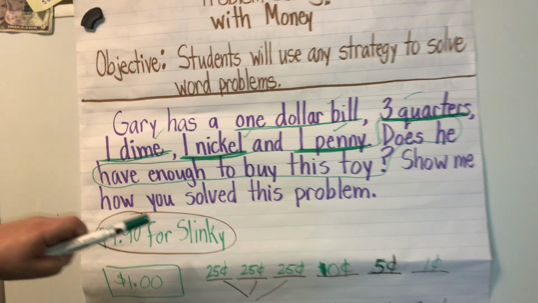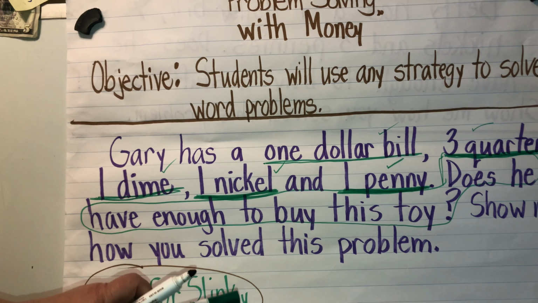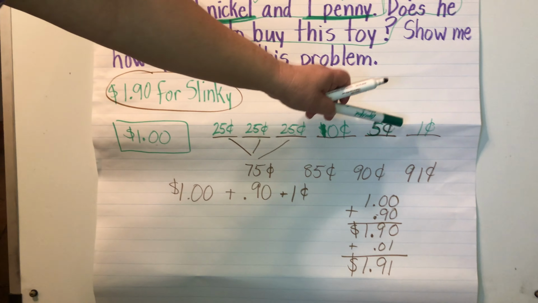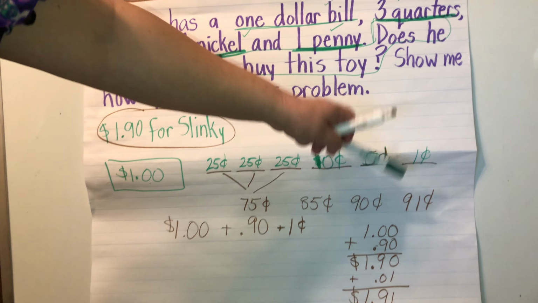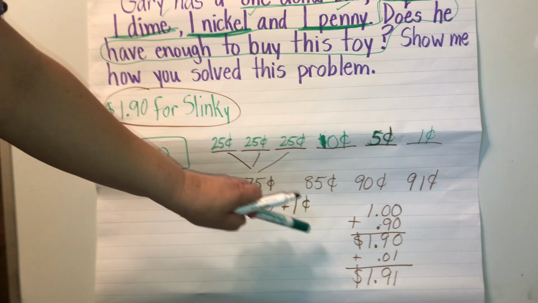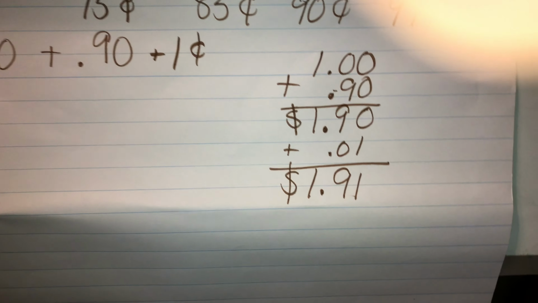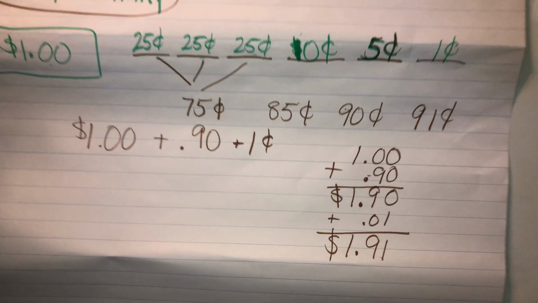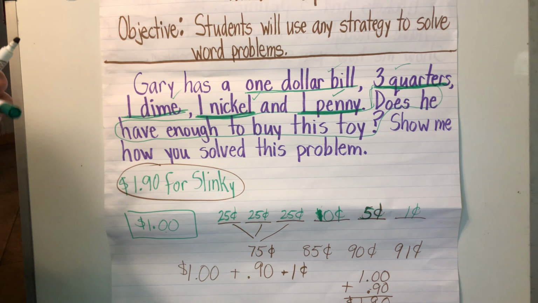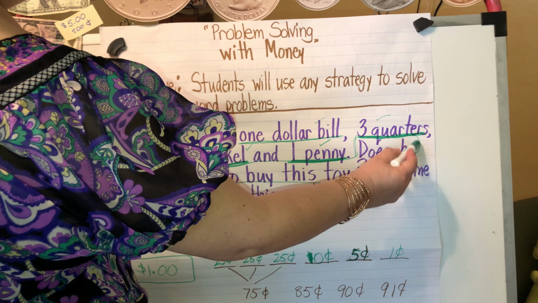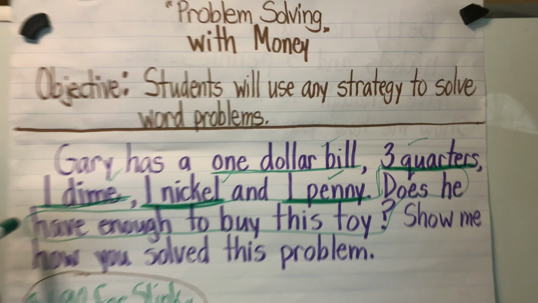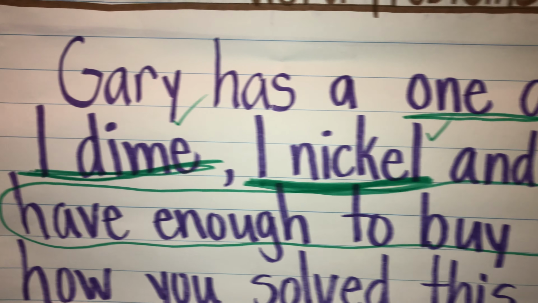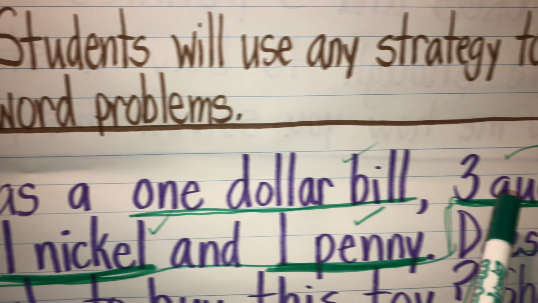Now the problem said to show me how you solved this problem. And I showed all my work. I showed how I added. I even made that one little mistake by not adding the last cent, but it's okay. I went and added it at the end, and everything worked out. What I'd like for you to do when you practice your own in your journal is to make sure that you are circling the question so you know exactly what the problem is asking you to do. And that you underline what you know about Gary.